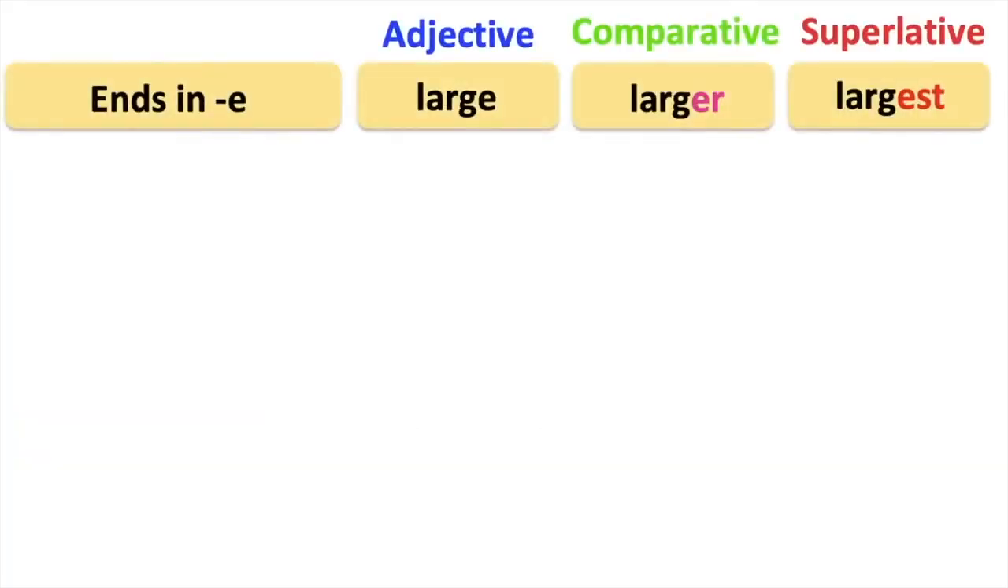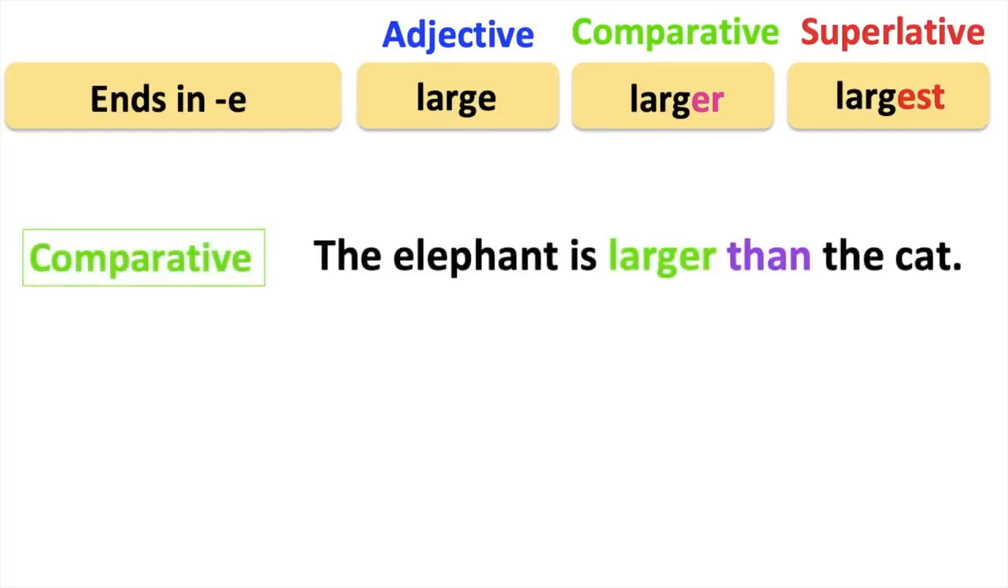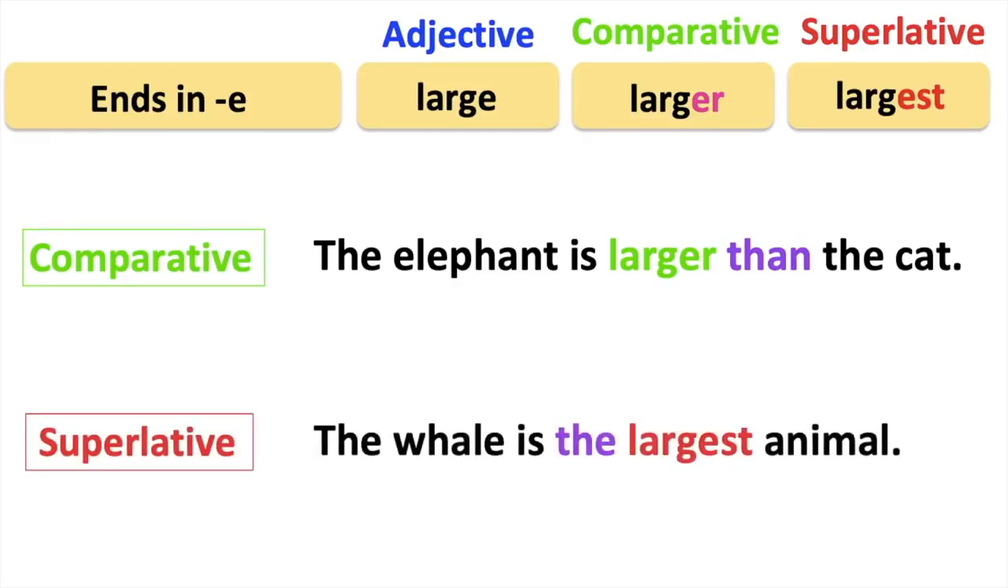For 1-syllable adjectives ending with the letter E, we remove the letter E and add the endings er or est. For example, the elephant is larger than the cat. The whale is the largest animal.